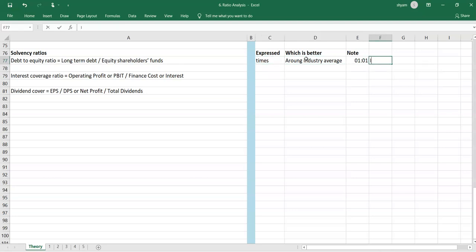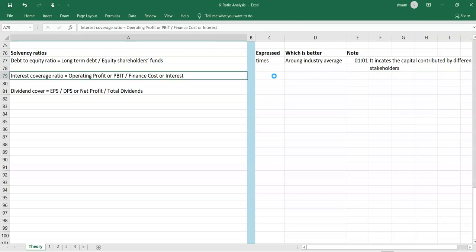So it indicates the capital contributed by different stakeholders. Okay, it's not shareholders, it is stakeholders. So we'll move on to the next one.